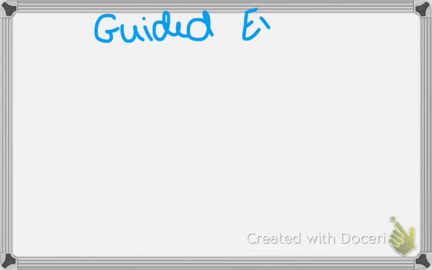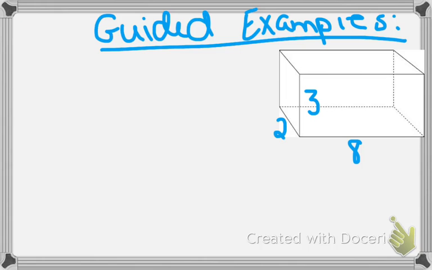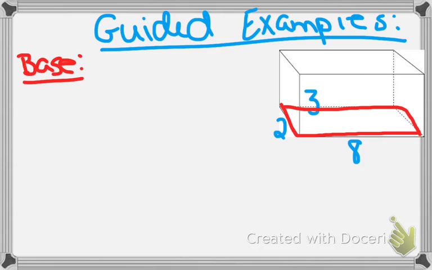Our next example is a guided example. In this example, we're going to find the surface area of the rectangular prism. The prism has the dimensions 2, 3, and 8. First, we need to find the area of the base.